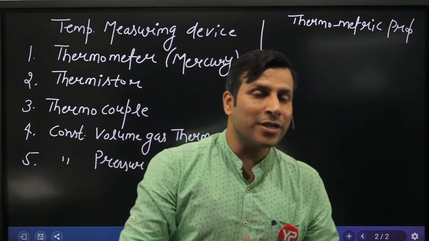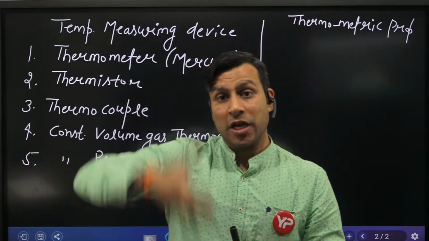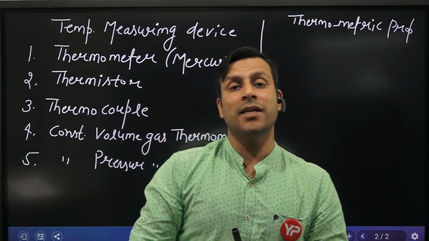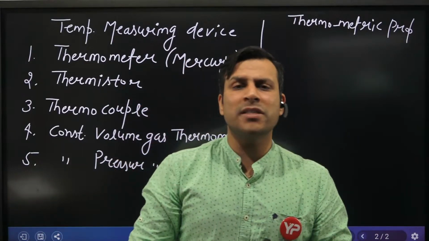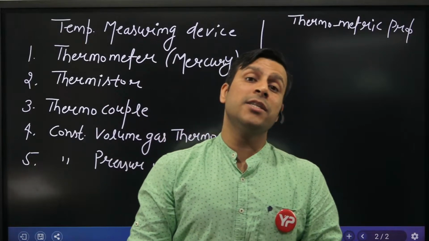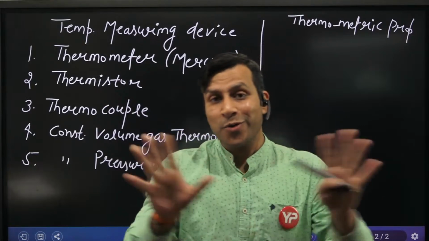So what we are actually observing is the change in height of the mercury level inside the thermometer when there is a change in temperature. So guys, actually we are not measuring temperature, we are measuring the rise in height of the mercury. Okay, we are not measuring temperature.